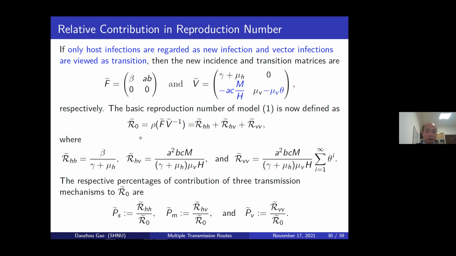The new R naught is now the sum of the reproduction numbers associated to the sexual transmission, mosquito-borne transmission, and the vertical transmission. So for this R naught, it is easy to obtain the relative contribution of each transmission route to the reproduction number. So we define a new R naught.